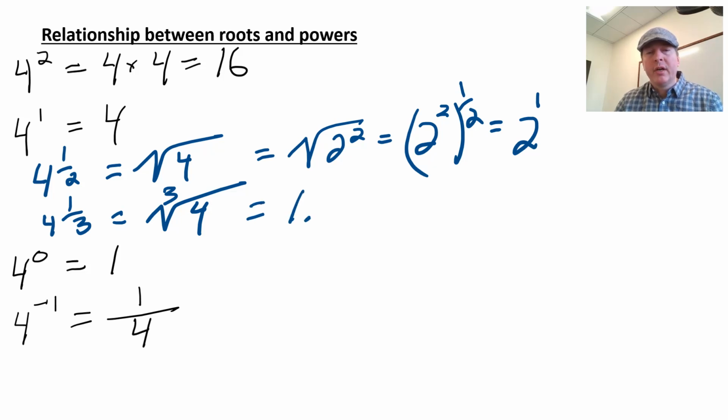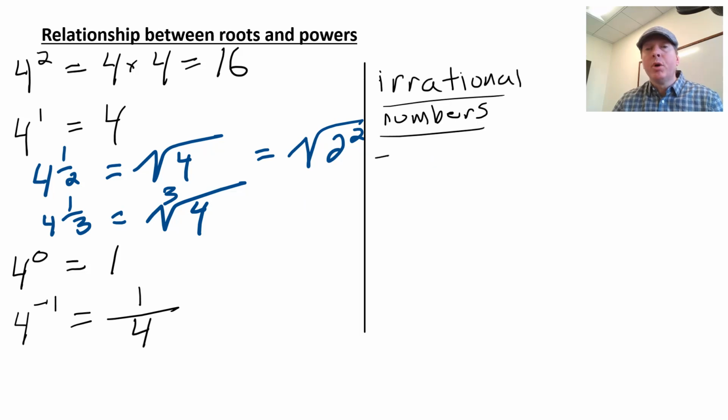It's 1.6 something off into infinity. So a root isn't always a whole number. If that's the case, the root is called an irrational number, which means what? The decimal places go off into infinity. So let's see another example. Suppose I wrote the number 5 raised to the power of 1/2. That's the same thing as the square root of 5, which is equal to 2.236 something. It goes off into infinity.